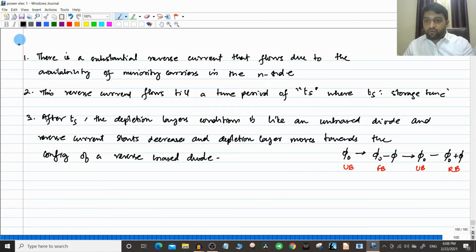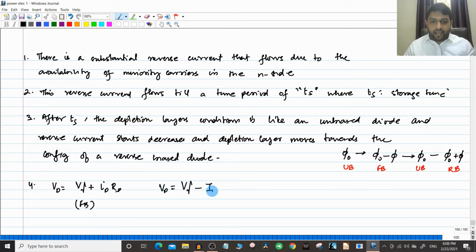Okay. And the fourth concept is the voltage. So VD is equal to V gamma plus ID into RD. This is for the forward bias condition. VD is equal to V gamma minus IRR into RD. This is for the reverse bias condition, or the reverse current flow situation. Okay. So this is what we have seen.